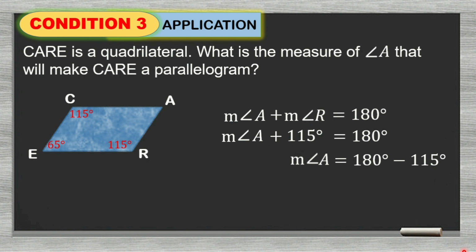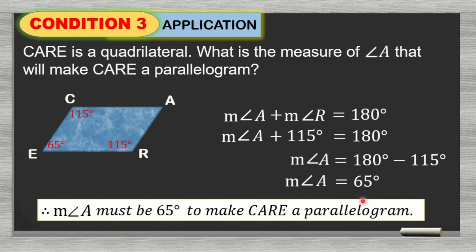And then next, 180 minus 115 is equal to 65 degrees. So, therefore, the measure of angle A must be 65 degrees to make CAR a parallelogram. Okay, so let's have our fourth condition.